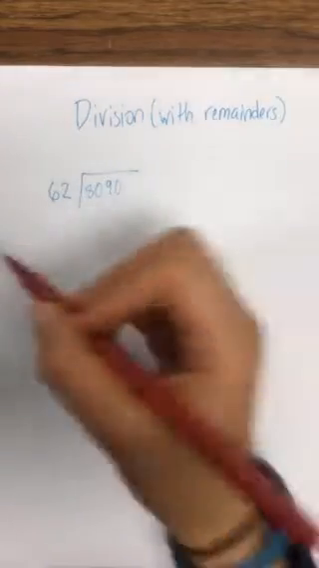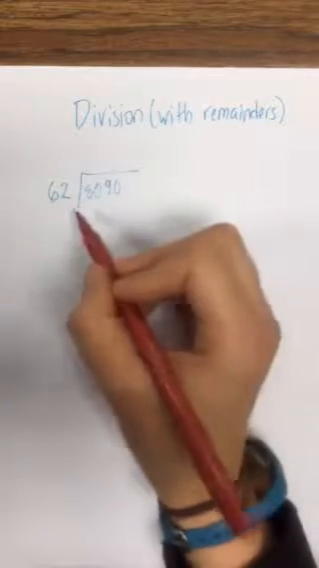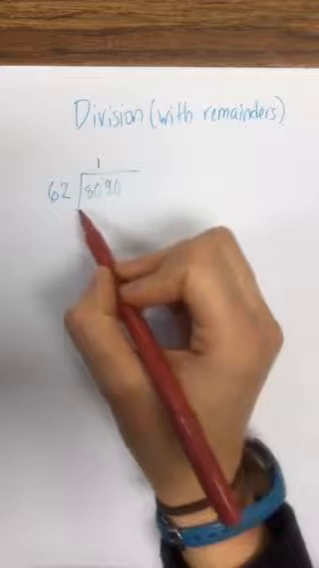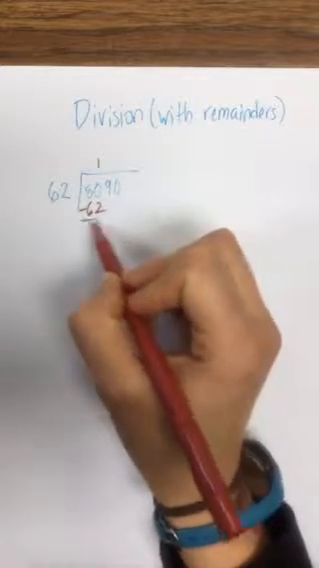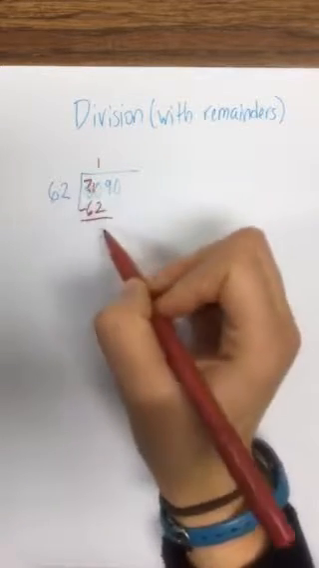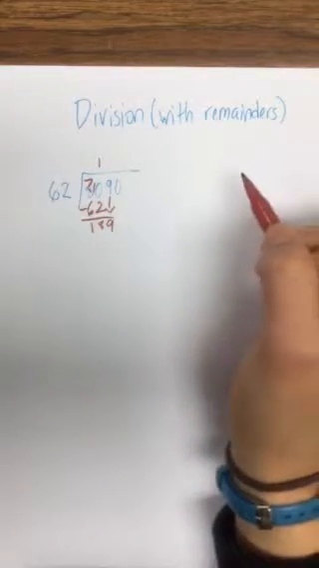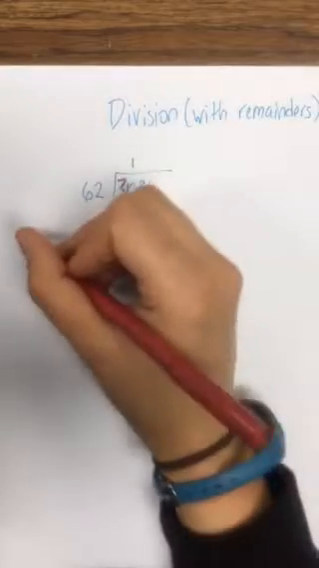If you don't know how many times, out to the side, you're going to have to multiply. But since I know that 62 is pretty close to 80, I know that can only go in there one time. Subtract 62, and you will get 18. Bring down the 9.